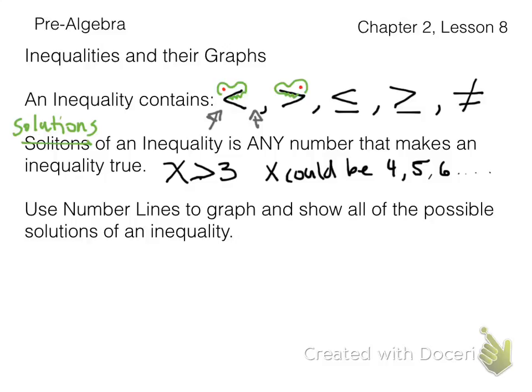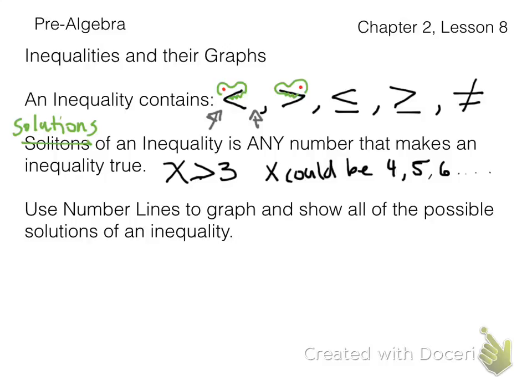But it cannot be 3 because I specifically say here that x is greater than 3. x can be 3.111111 repeating. x can be 3.0002. Anything as long as it is greater than 3, but not equal to 3.